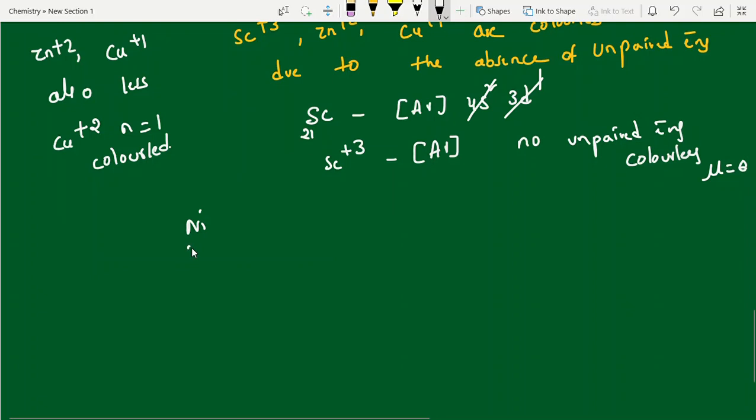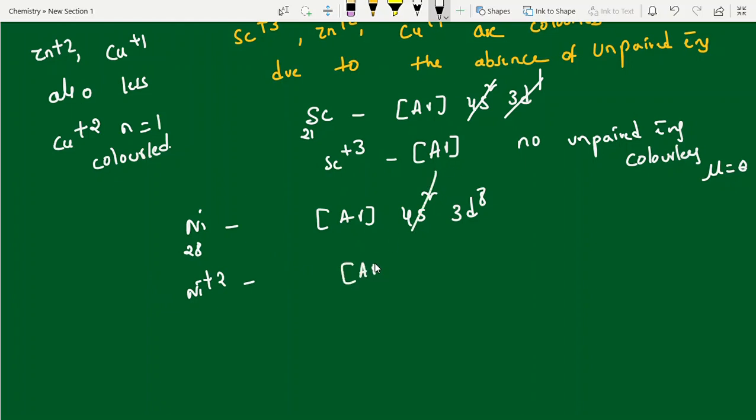Nickel, atomic number 28, argon, 4s2, 3d8. Nickel plus 2 means where did it lose electrons? Argon, 3d8. So 3d8 means you can write the box method. After writing the box method only, you have to find out the number of unpaired electrons. 1, 2, 3, 4, 5, 6, 7, 8. This is the box method according to Hund's rule.